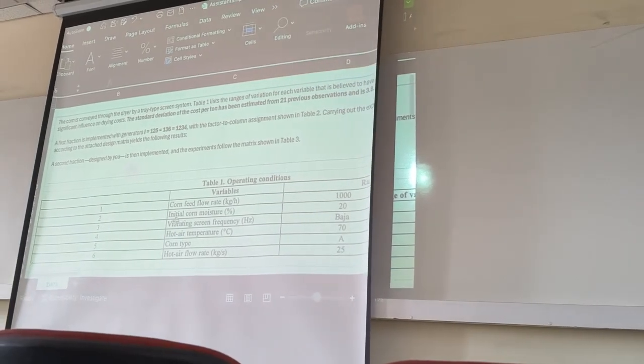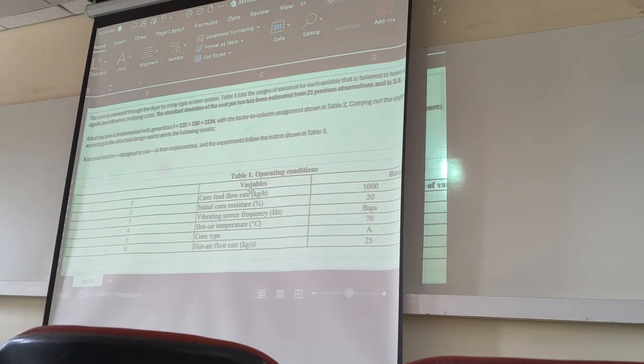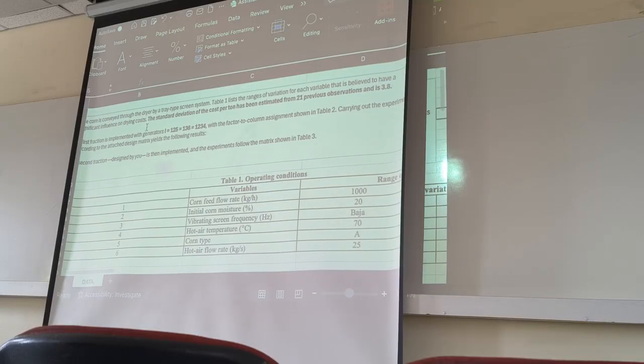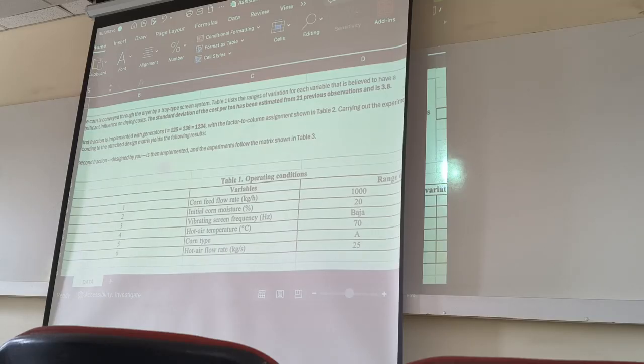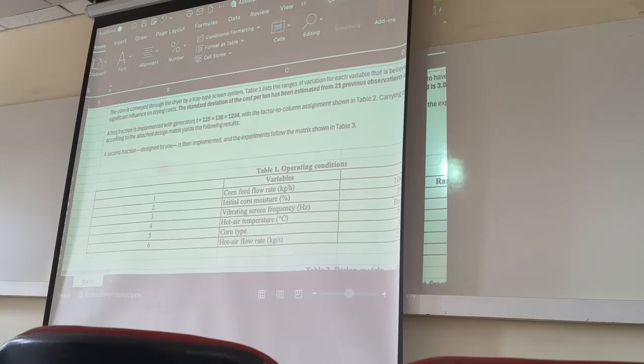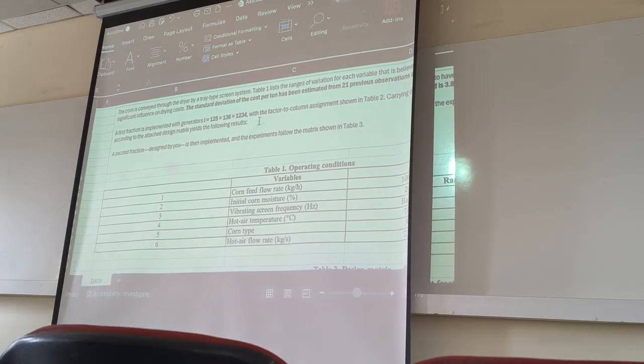In table 1, we will have the operation conditions. Mention that the standard deviation is 3.8 from 21 previous observations. The first fraction is implemented with these generators.